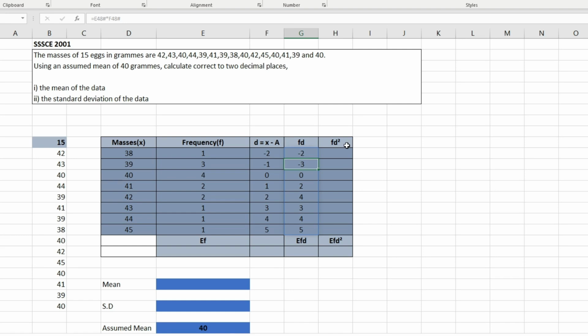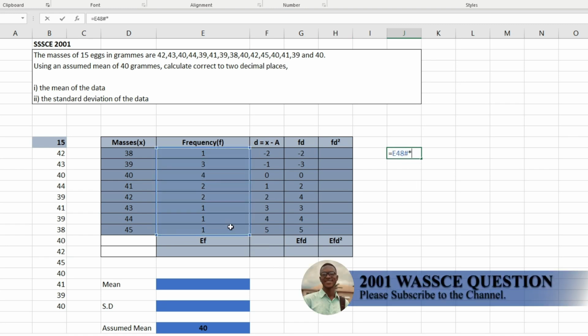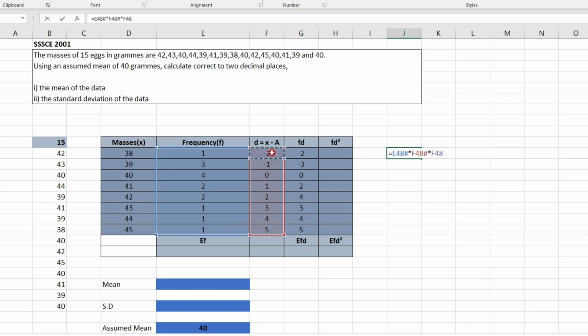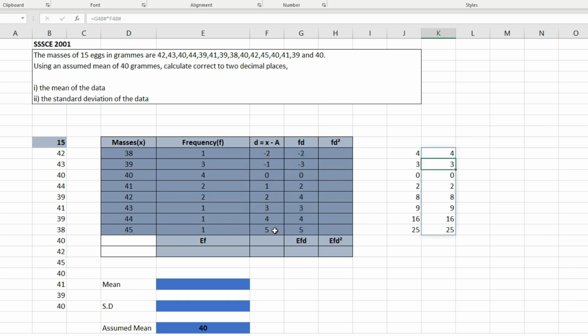Okay, so if you're able to solve for the FD square, congratulations. If you're not able to solve, no problem. This is how we solve it. FD square means the D occurred twice. So the first method that I will use is that I will do it here. So I'll say equal to the frequency times the deviation here times the deviation one more time. Then when you press enter, we are going to get it in here. Our second method will be equal to the FD times the deviation one more time. And then when you press enter, we are going to get the same results.